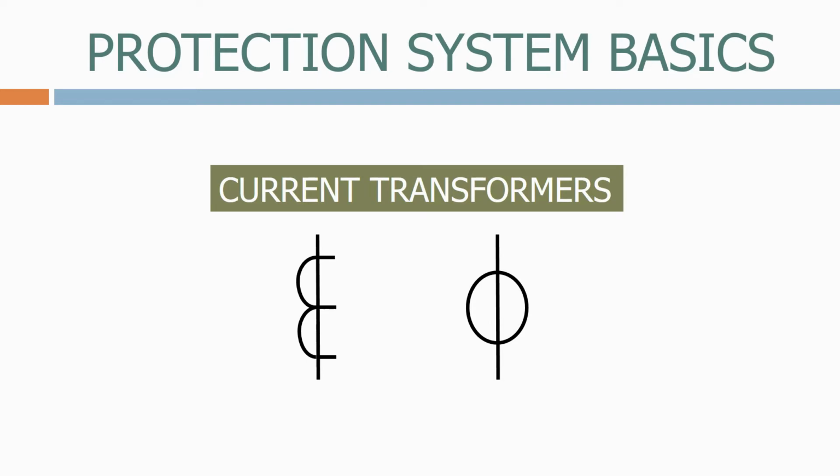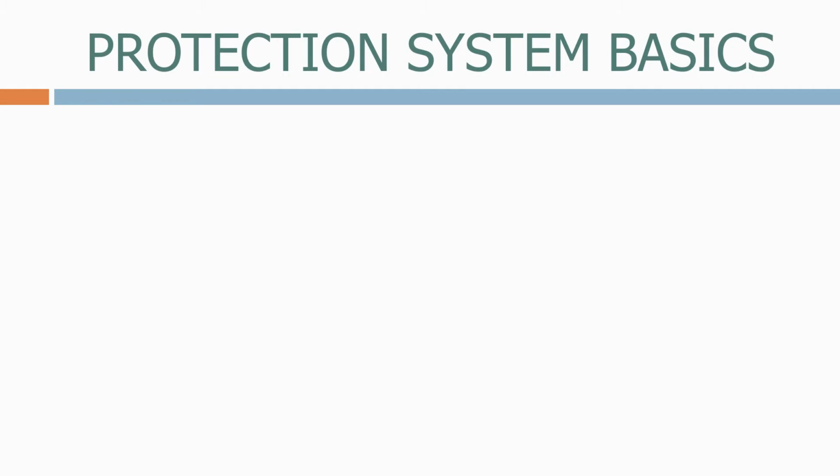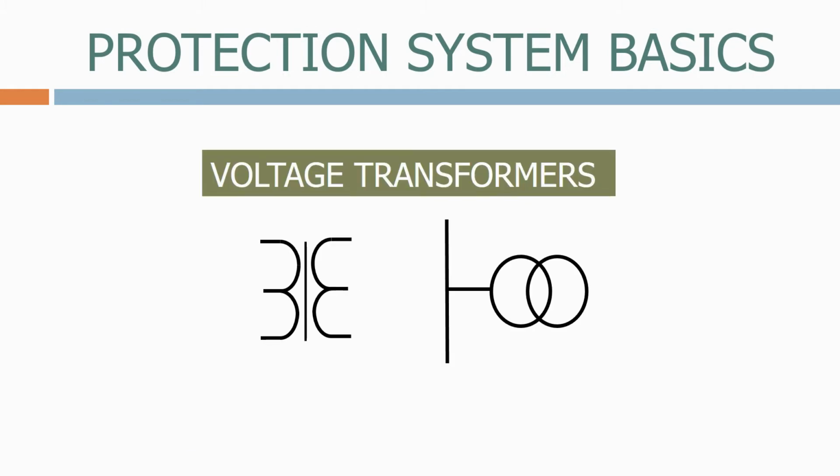These are the typical symbols for the current transformer. These transform the thousands of amps on the primary system into a lower current level, so it can be used by the protection system. We then have voltage transformers. These are the two common symbols that we use. These transform the high voltages found on the primary system into a lower voltage that can be used on the protection system.